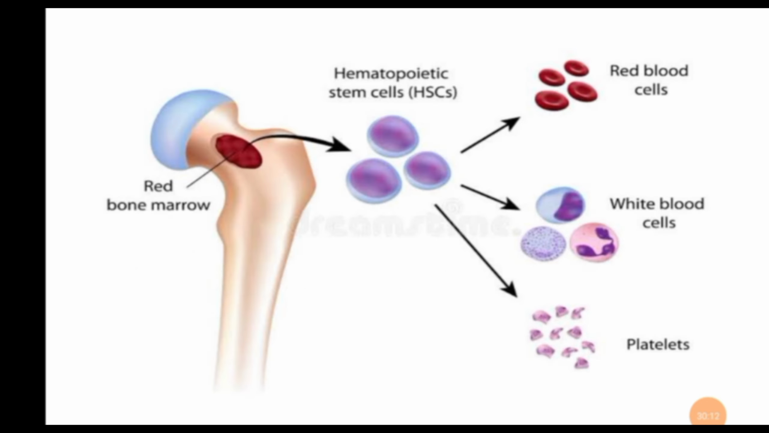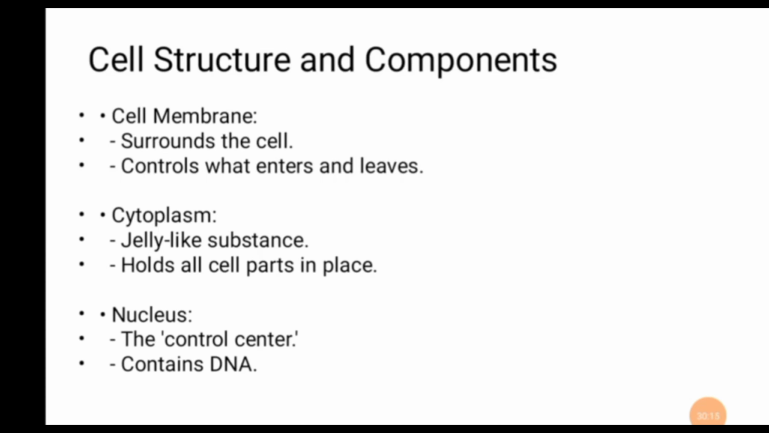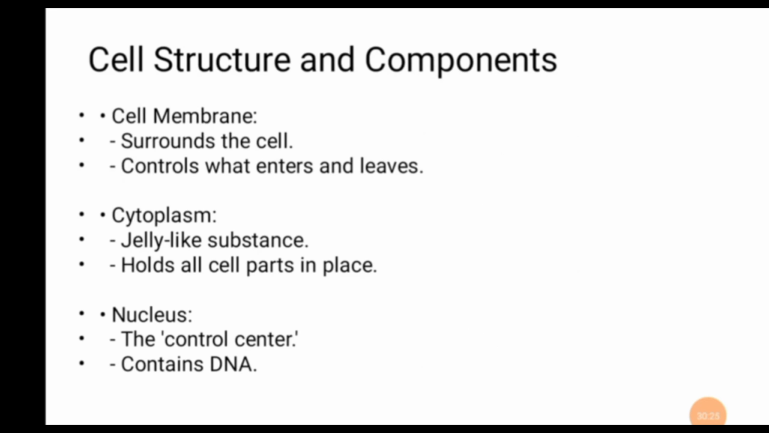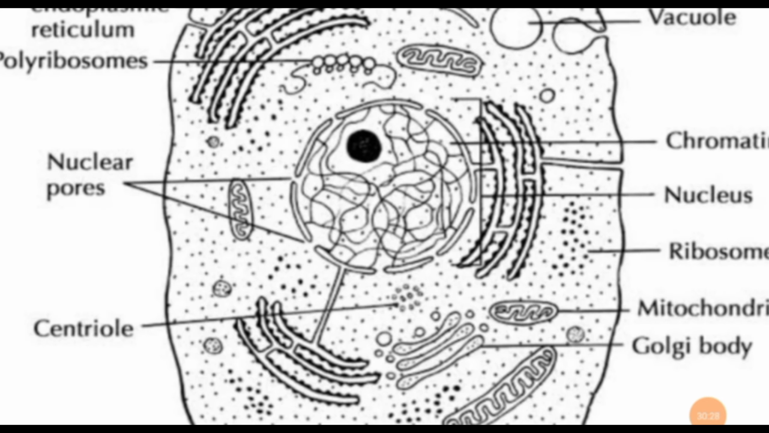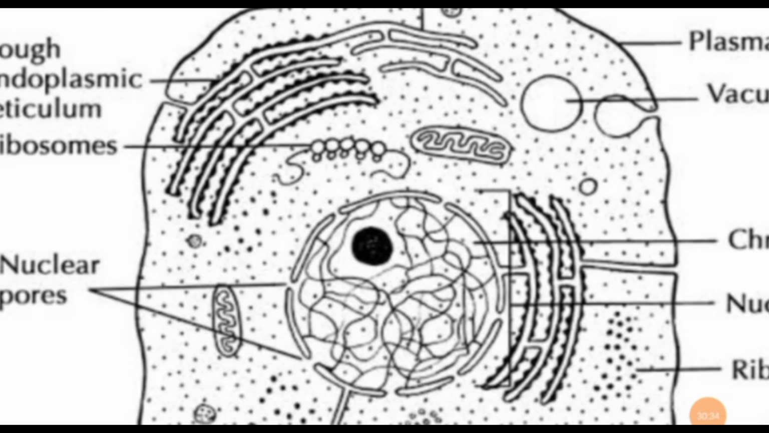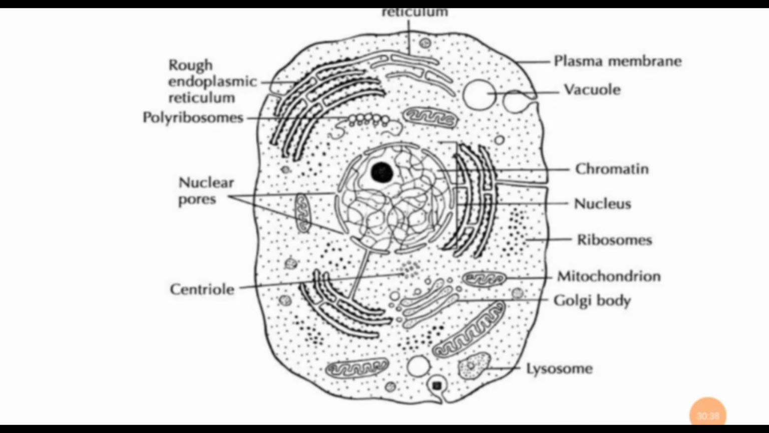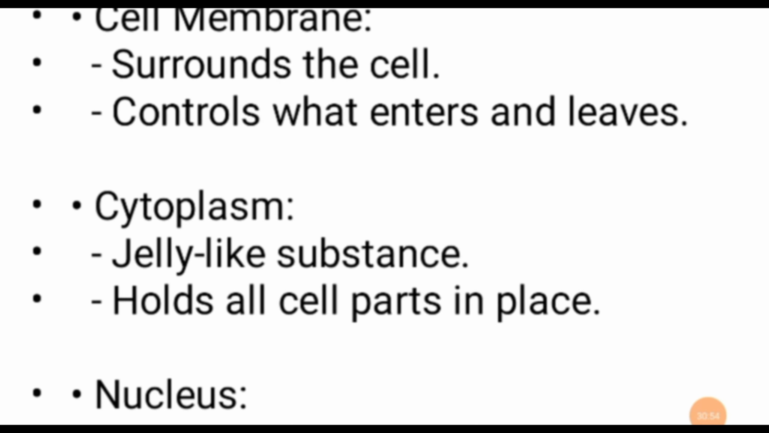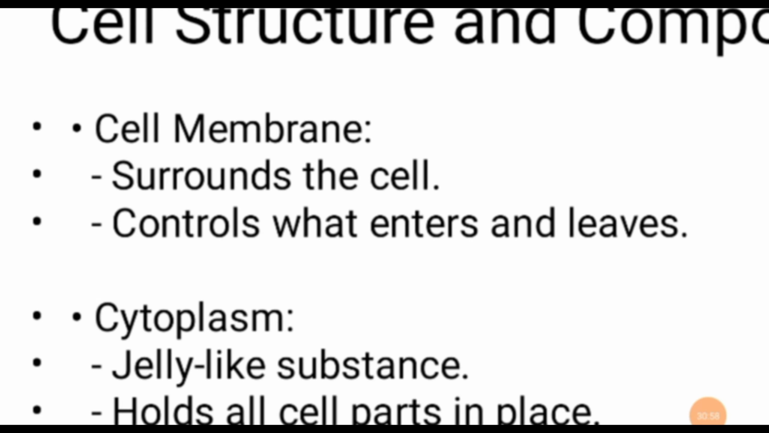Moving on, we have cell structure and their components. There are three major structures of cells, and we have many components of a cell. The first structure of a cell is the cell membrane. The plasma membrane is also called the cell membrane. It is the outermost thin layer that surrounds and protects the cell. It surrounds the cell and controls what enters and leaves the cell.